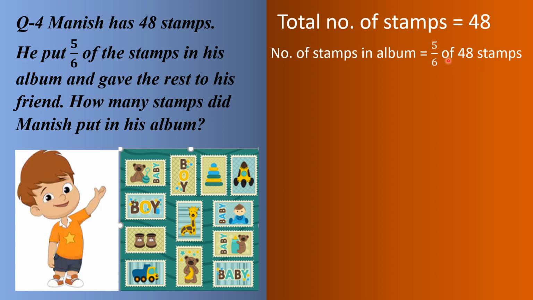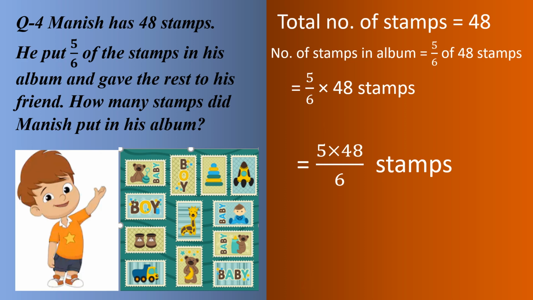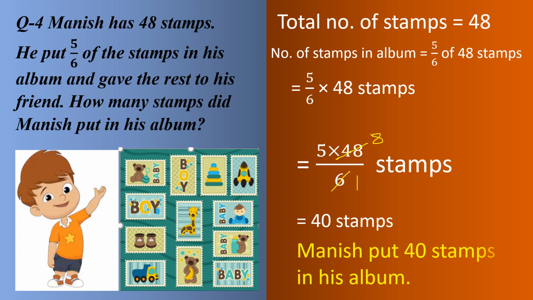Just replace this of by the sign of multiplication and you will get the question like this: 5 by 6 multiply 48 stamps. Now just solve this, and to solve it is very easy. You can simplify at this stage because 6 ones are 6 and 6 eights are 48. 6 is a common factor of 48 and 6. So it is 8 fives are 40 stamps he put in the album, and 8 stamps he gave to his friends. So Manish put 40 stamps in his album.